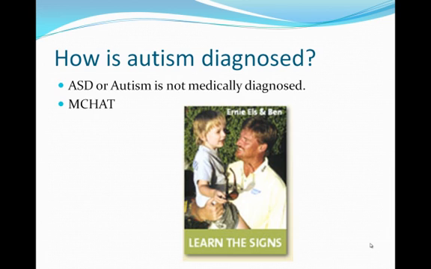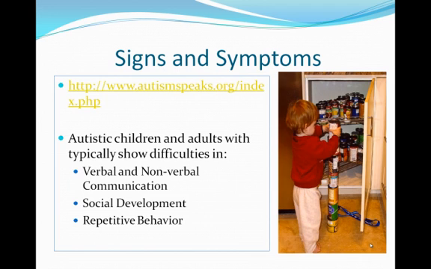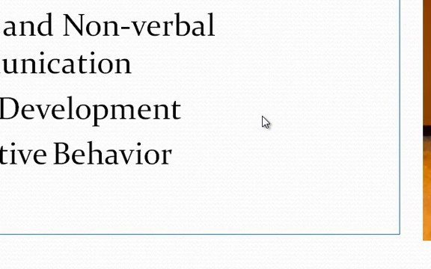There's something called the M-CHAT, which is the Modified Checklist for Autism in Toddlers. It is designed for screening children between 16 and 30 months of age. It's a 23-question test that you, the parent, answer about your child, and it will give you an idea of whether or not you should get your child evaluated. Signs and symptoms: autistic children and adults typically show difficulties in verbal and nonverbal communication, social development, and do a lot of repetitive behavior.